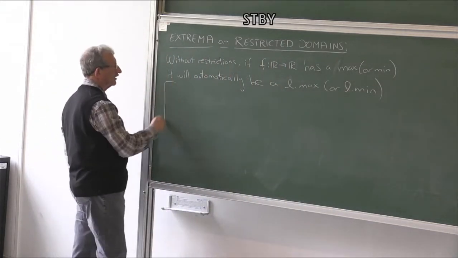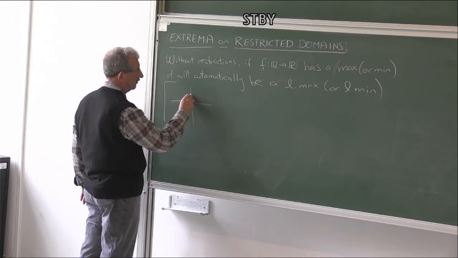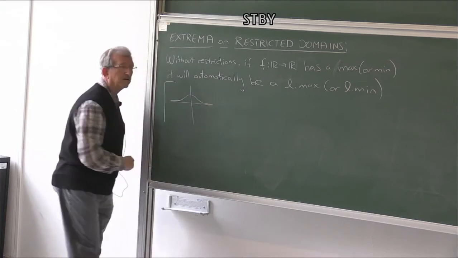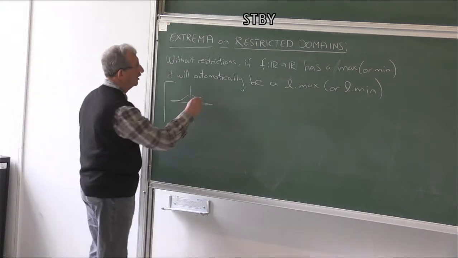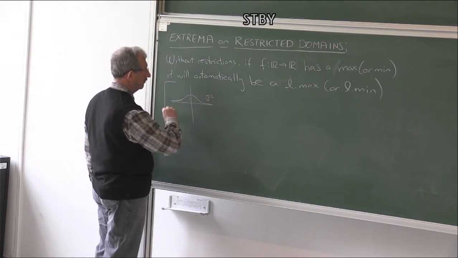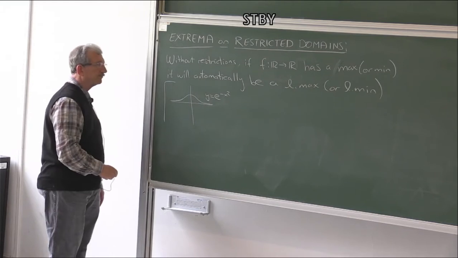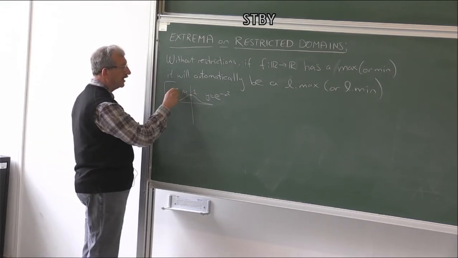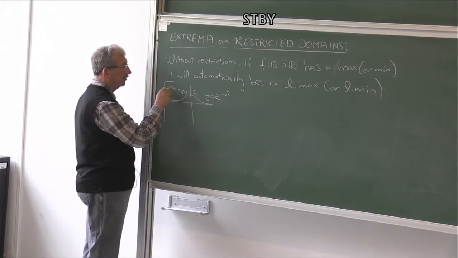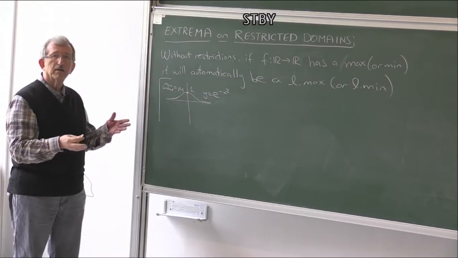Well, you can have lots of examples. For example, consider a nice differentiable curve, y equals e to the minus x squared. Then this point will be 1. And this is a maximum value. But of course, it's a local maximum value.